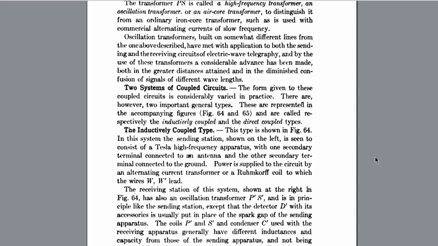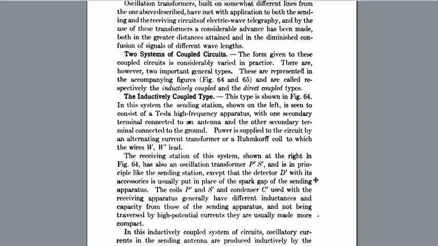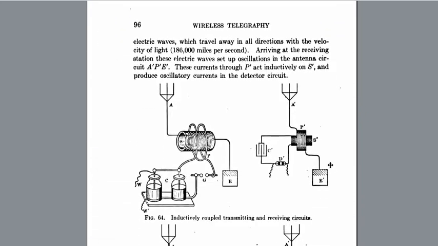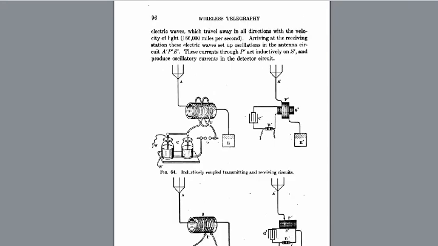Two systems of coupled circuits. The form given to these coupled circuits is considerably varied in practice. There are, however, two important general types. These are represented in the accompanying figures, figure 64 and figure 65, and are called respectively the inductively coupled and the direct coupled types.